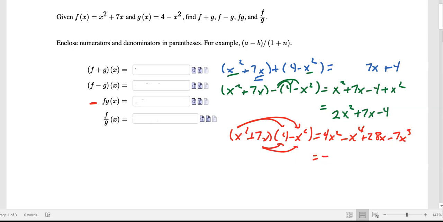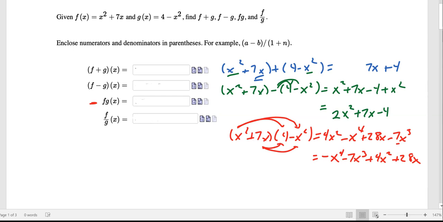Now you want to check for like terms, but I always go in descending order. So x to the 4th is the highest exponent. There's nothing to combine that with. Then we'll have the negative 7x cubed. There's nothing to combine that one with. Then the 4x squared, and then the 28x. So that's what we would get when we multiply those.